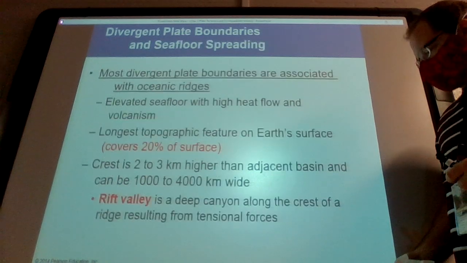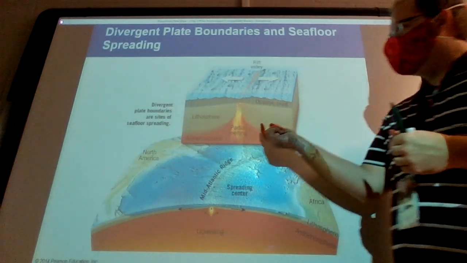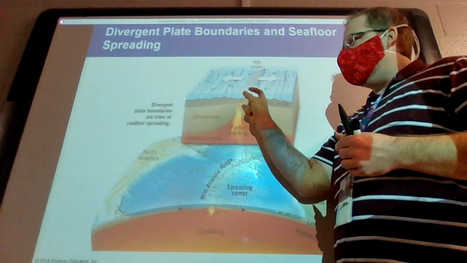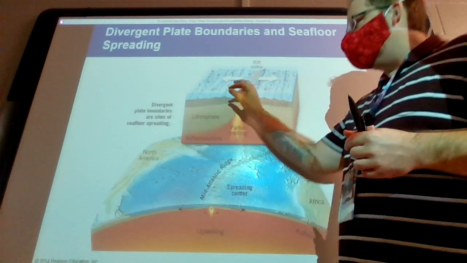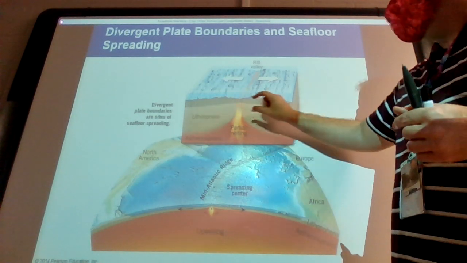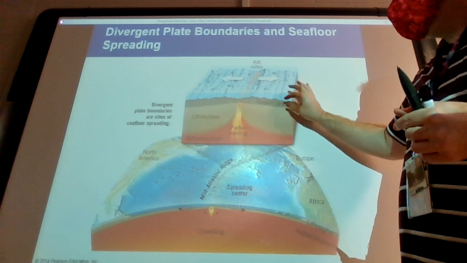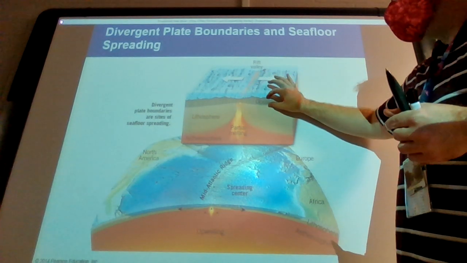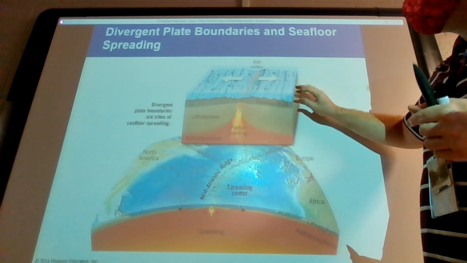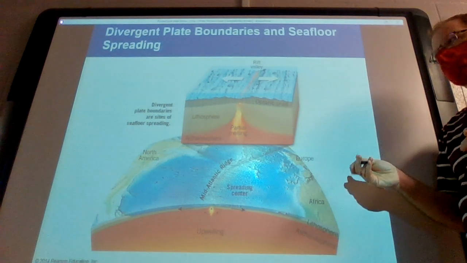And so that's what you're seeing actually back here. As it comes up, it's nice and hot, and so it kind of gets this expansion. You can see how thick it is. And then as it moves away from the ridge, it actually kind of condenses down, cools down, and ends up thinning out just a little bit.